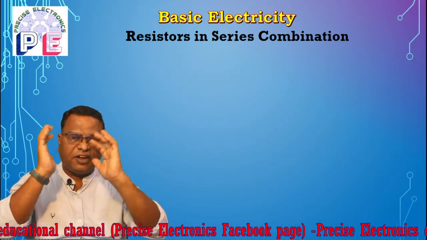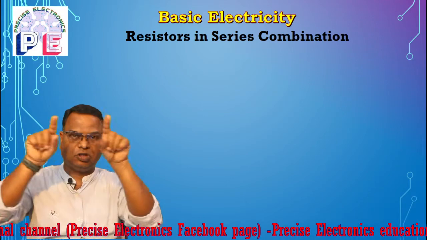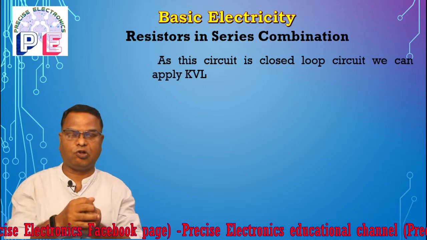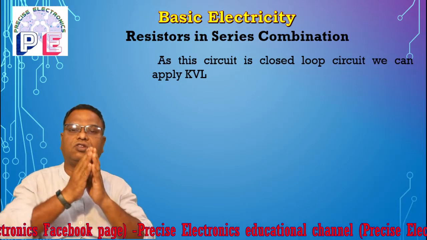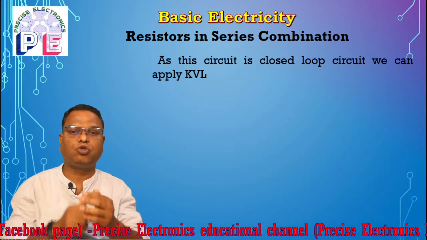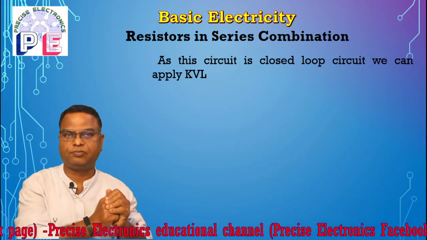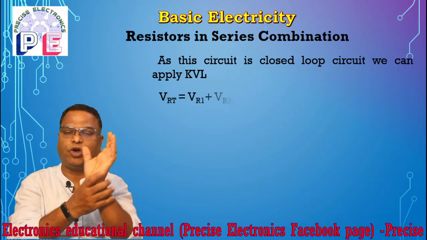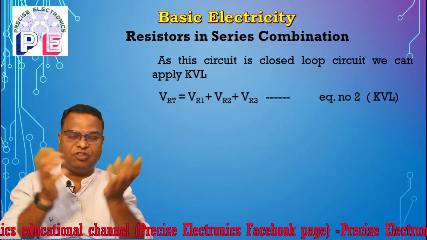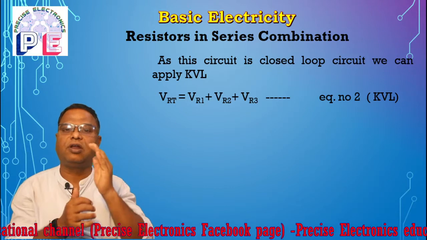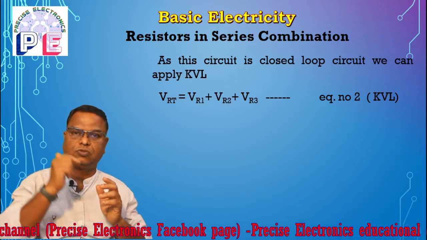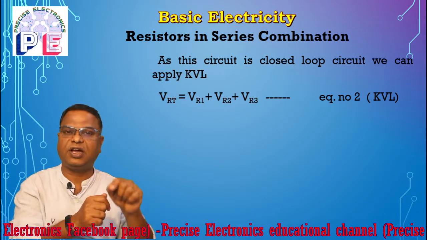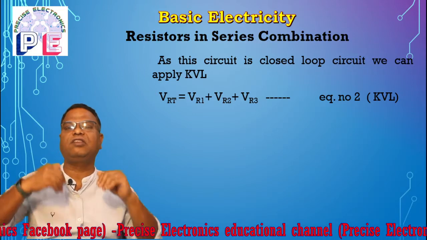Friends, as this circuit is a closed loop circuit, obviously we can apply Kirchhoff's voltage law. What is Kirchhoff's voltage law? The sum of the applied potential is always equal to the potential developed across each component. So in this case, VRT, the potential drop across that combination, is equal to VR1 plus VR2 plus VR3. That is equation number 2, and obviously it is Kirchhoff's voltage law.